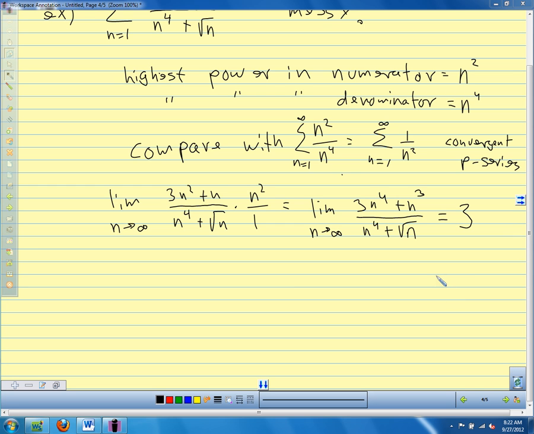Kind of the same idea as using L'Hopital's. So anyway, our limit is finite and positive, so the series converges by limit comparison.